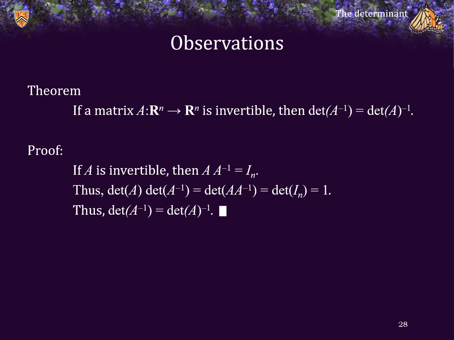Therefore, dividing both sides by the determinant of A, we get that the determinant of the inverse of a matrix A is equal to the reciprocal of the determinant of A. Yet again, another proof that the determinant of a non-invertible matrix is 0.